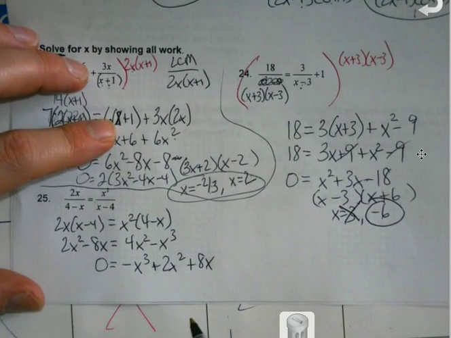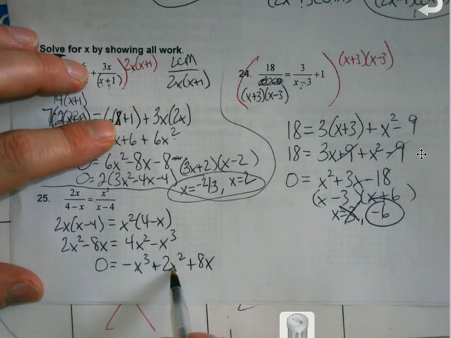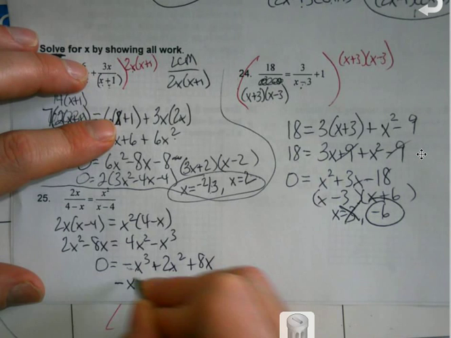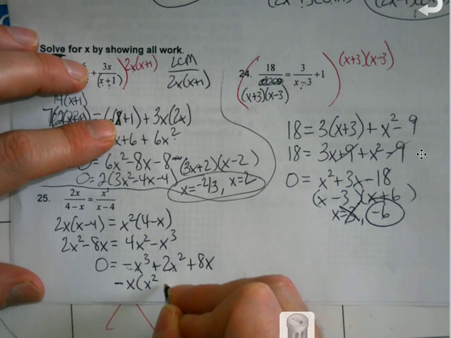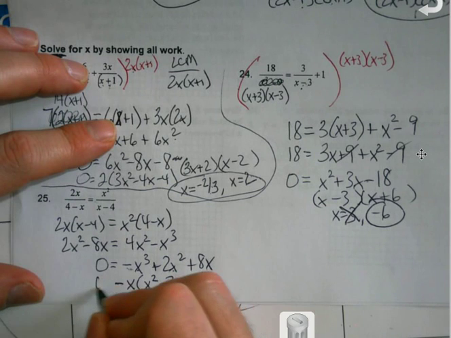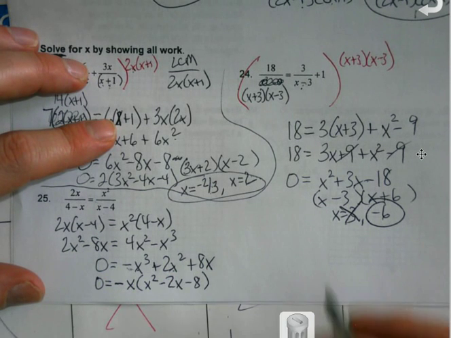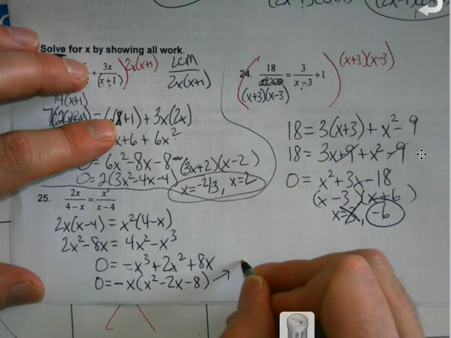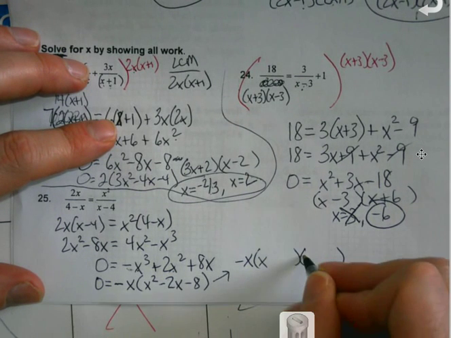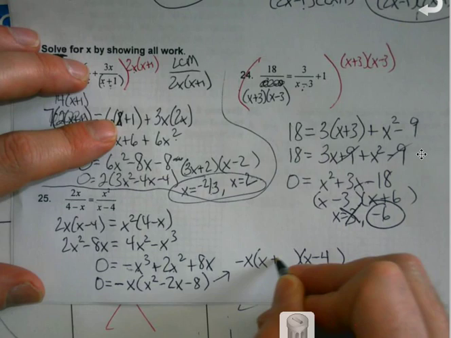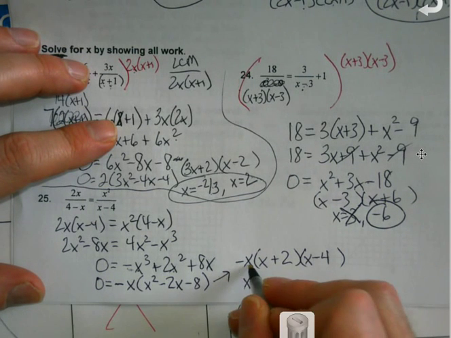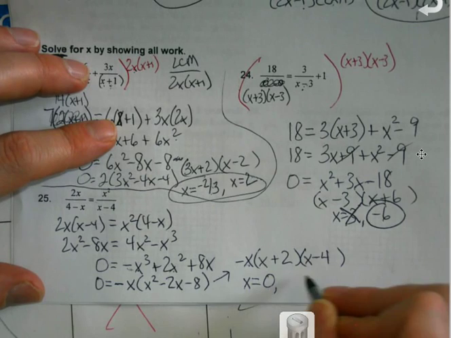Here's what I would do. I can take an x out of each, but I don't like that first term being negative. So I'm going to take out a negative x and just change the signs on everything, and I can factor what's left, and I'm going to get 3 answers. That x that's just sitting there is a factor.